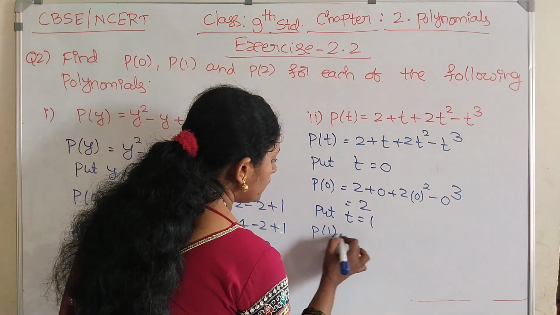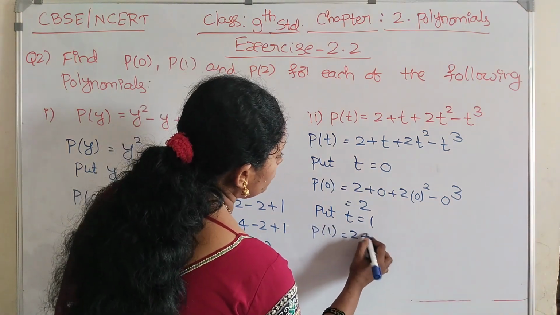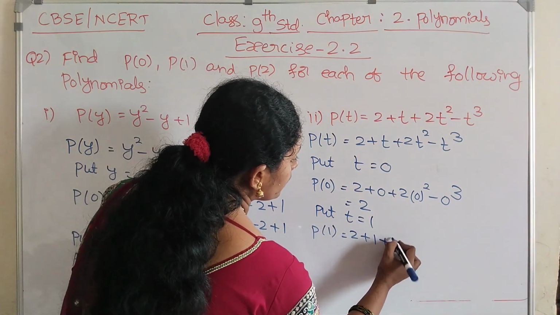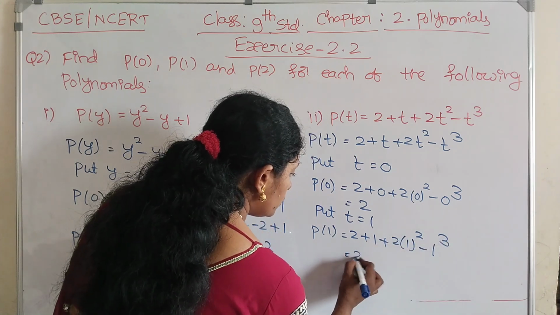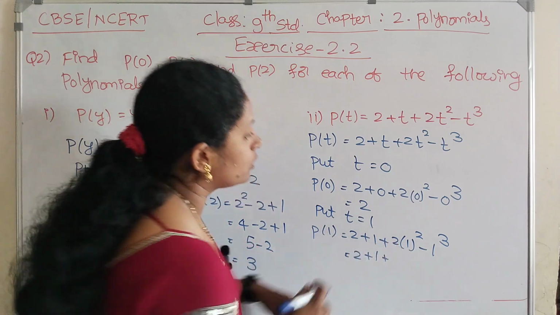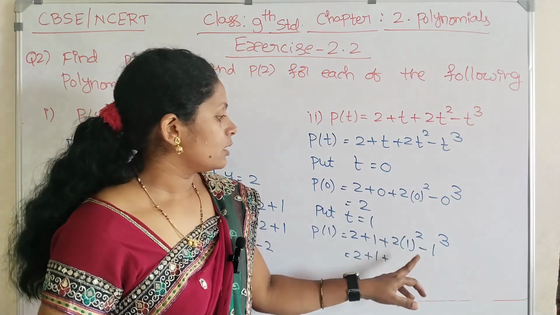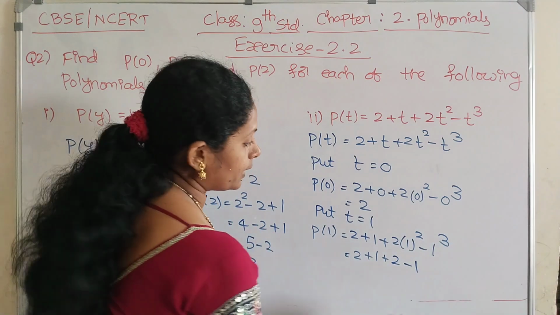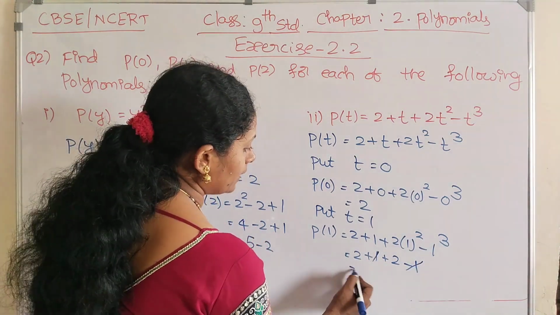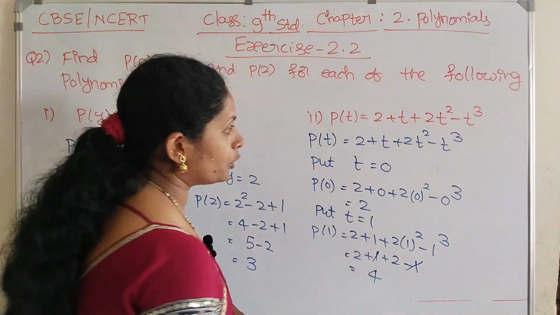Then P of 1 is equal to 2 plus 1 plus 2 into 1 square minus 1 cube. 2 plus 1 plus, 1 square is the 1. 1 into 2 is the 2, minus 1. 1 cube is the 1 only. Minus 1 and plus 1 get cancelled. 2 plus 2 is 4.